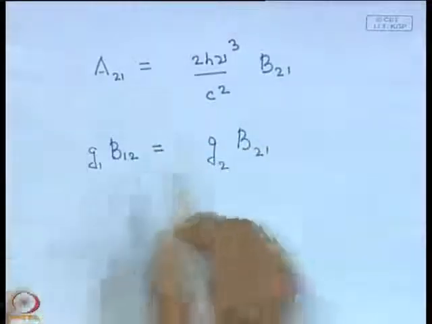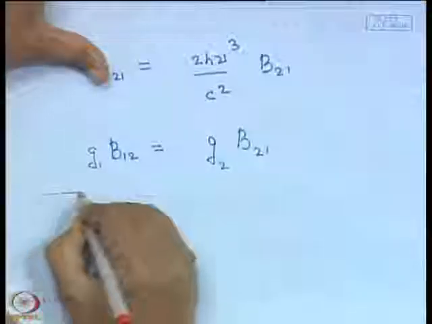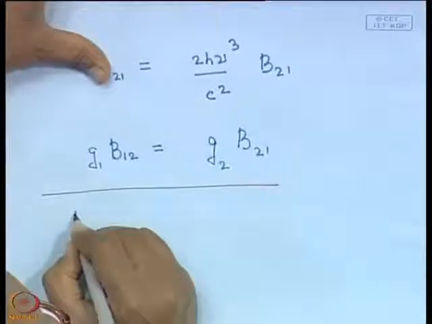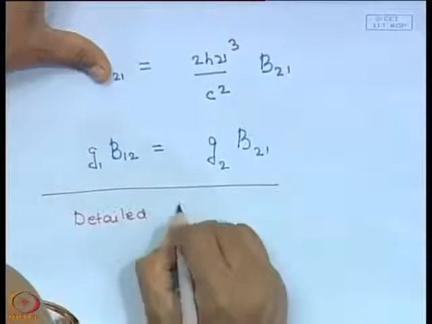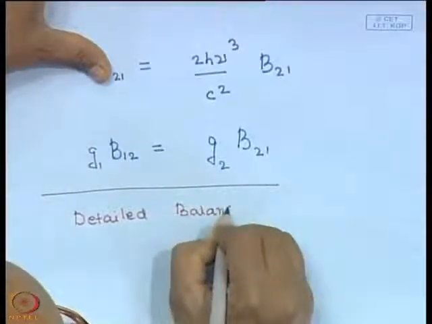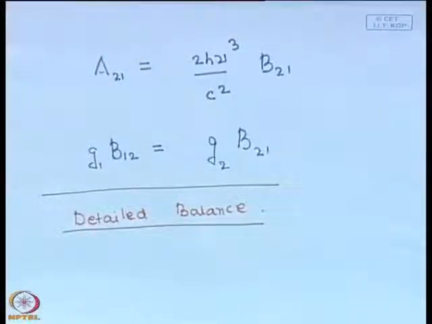Now, the method that was used over here is a very important technique. What we learned from this technique is called the method of detailed balance. So what does it do? It assumes that in thermal equilibrium various processes have to be balanced. The rate at which excitation occurs has to be balanced by the rate at which de-excitation occurs.